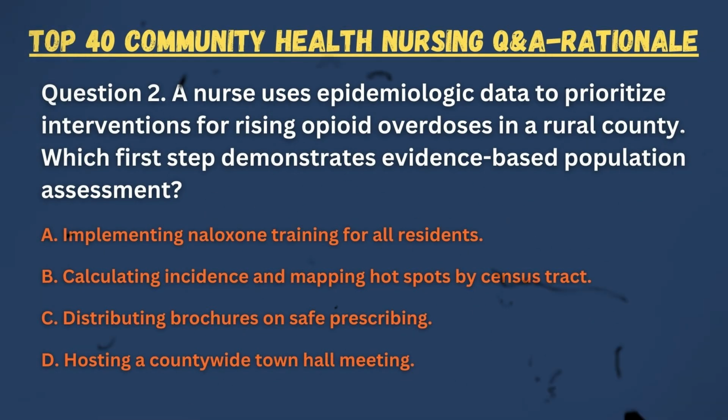Question 2. A nurse uses epidemiologic data to prioritize interventions for rising opioid overdoses in a rural county. Which first step demonstrates evidence-based population assessment? A. Implementing naloxone training for all residents. B. Calculating incidence and mapping hotspots by census tract. C. Distributing brochures on safe prescribing. D. Hosting a countywide town hall meeting.